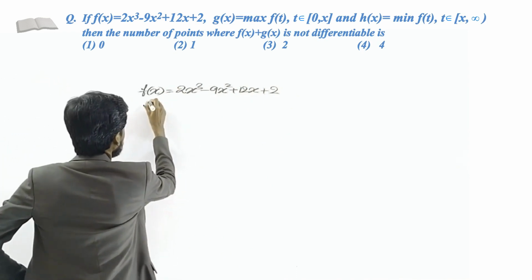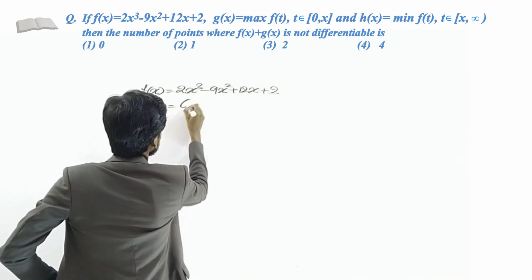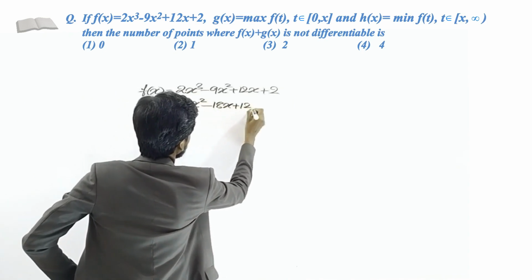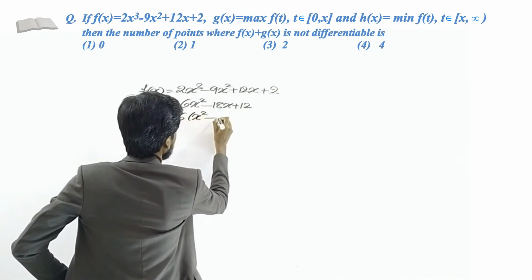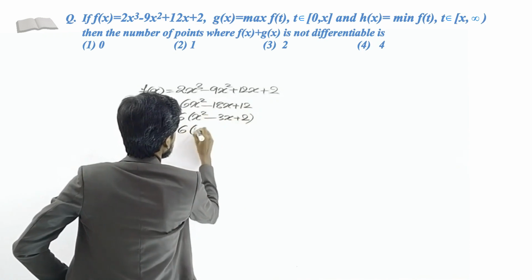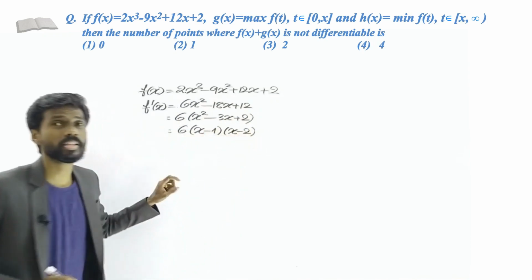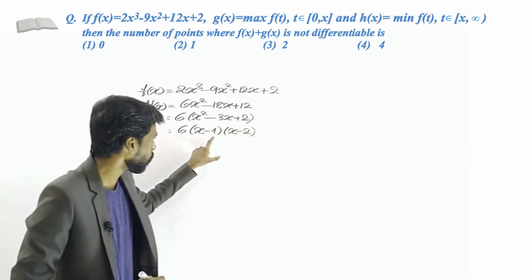For that, let us find the derivative to get an idea. So f dash x is equal to 6x square minus 18x plus 12. If you take this 6 out, this will become x square minus 3x plus 2. So we can factorize it: x minus 1, x minus 2. So this is the derivative of the given function f of x. Alright, so the derivative has roots 1 and 2.